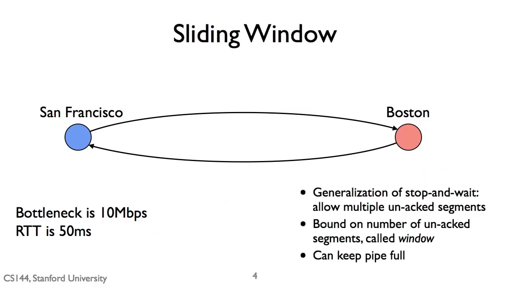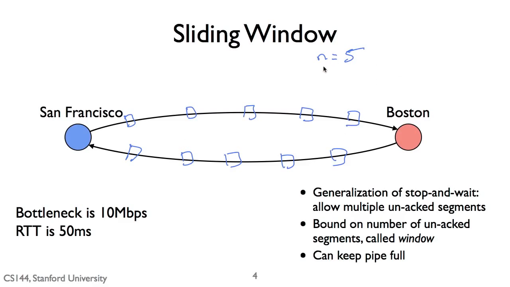The basic solution that most protocols use today for this problem is something called a sliding window. Sliding windows are a generalization of stop and wait, where stop and wait allows one packet in flight at any time. A sliding window protocol allows up to n packets in flight. So when n is equal to 1, a sliding window protocol behaves like stop and wait. Let's say we have a sliding window protocol with n equal to, say, 5 packets. This means that San Francisco can have 5 packets in flight, and simultaneously there can be 5 acknowledgements coming back from Boston.